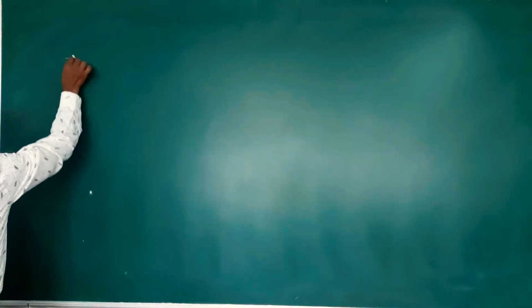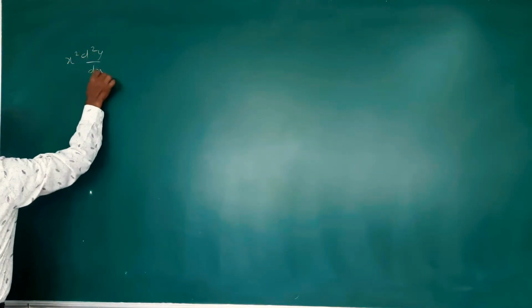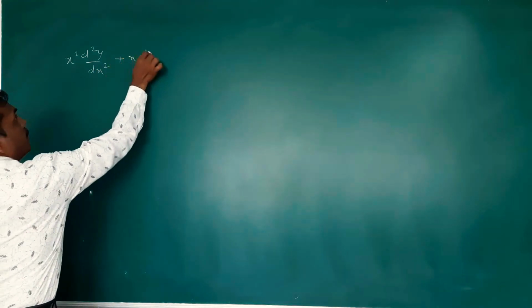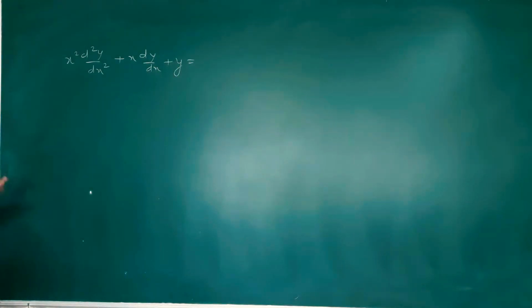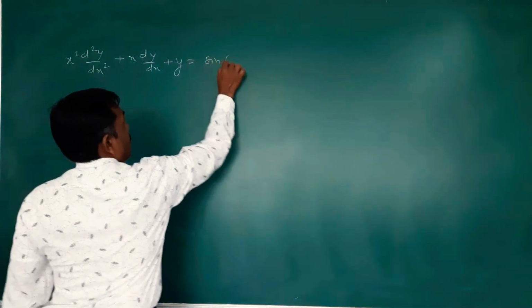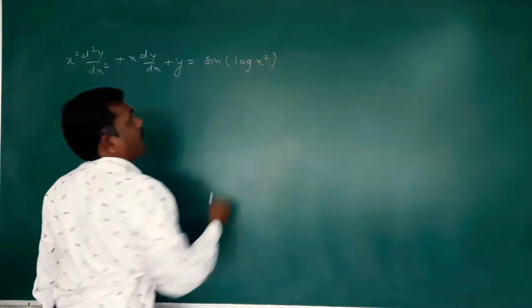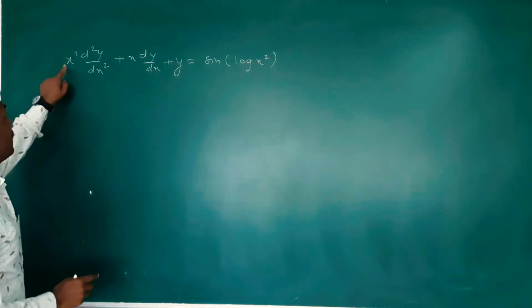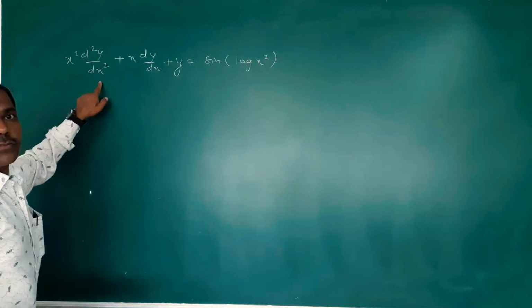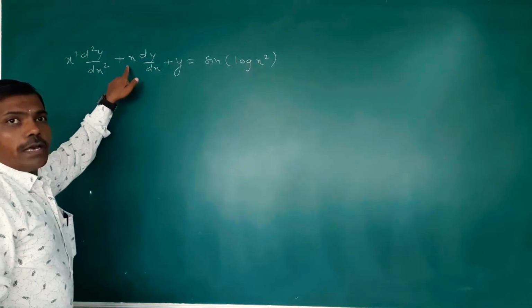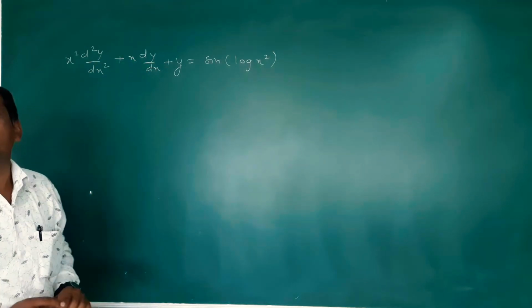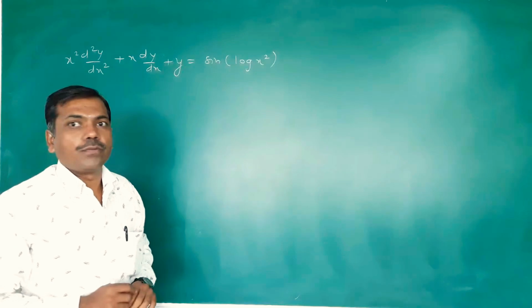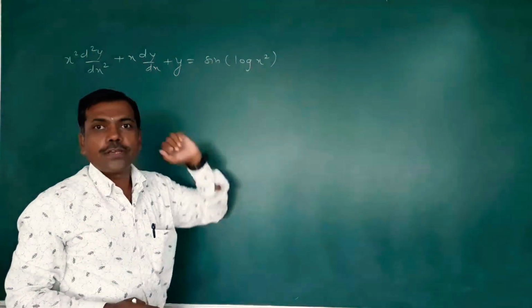Solve x square d2y by dx square plus x dy by dx plus y is equal to sine of log of x square. Now clearly you can see here x square d2y by dx square, so x square multiple. Here also x dy by dx, so x is multiple. So this equation is our Cauchy's differential equation. And here sine of log of x square is coming there.